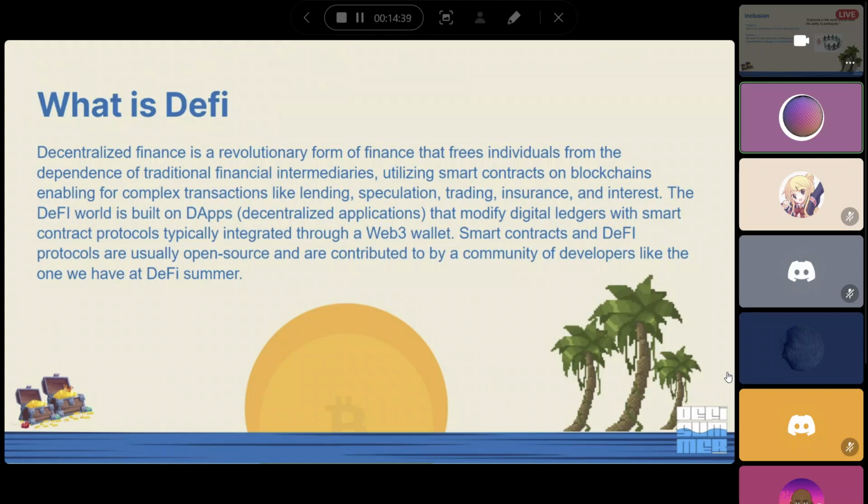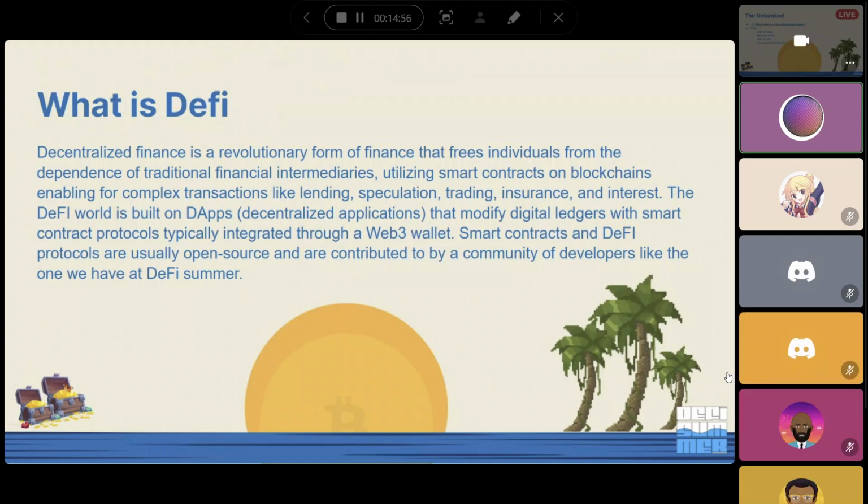The DeFi world on the front end is built on dApps or decentralized applications that modify or add on to these public ledgers or public blockchains using these complex smart contract protocols, typically integrated through a wallet or a Web3 wallet. And for a lot of y'all working on these dApps, you'll actually be integrating a Web3 wallet. And the smart contracts and DeFi protocols are usually open source, where you can directly look at the code, and are contributed by community developers, like the one we have at DeFi Summer.